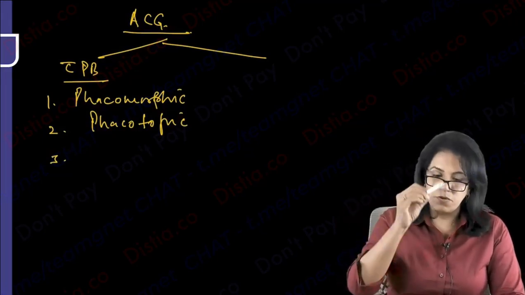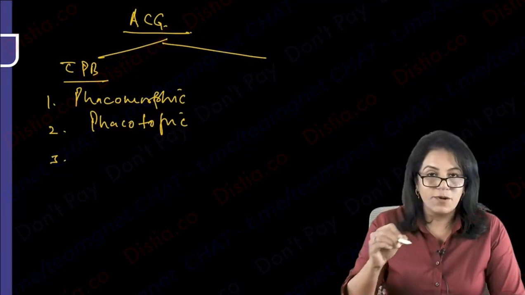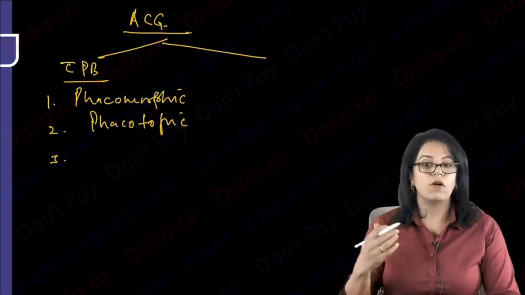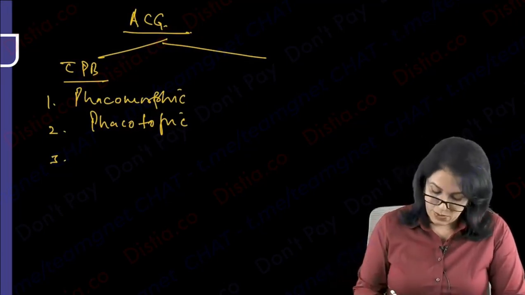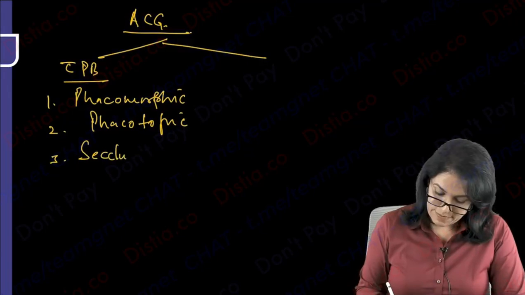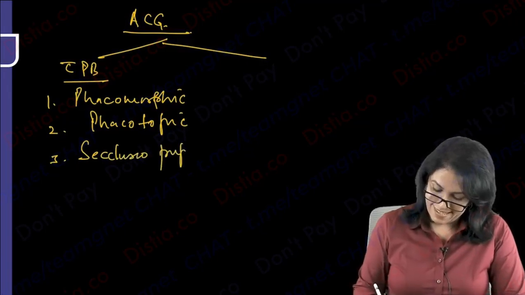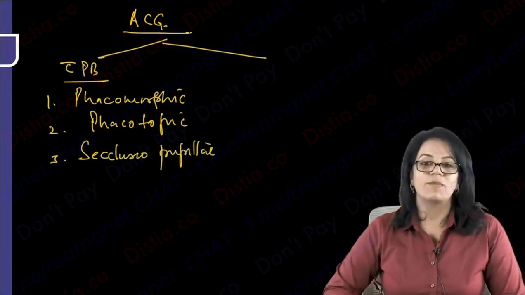Seclusio pupillae is nothing but ring synechia, where the whole pupillary border is sticking to the lens and blocking the pupil, and again it is the same story. Aqueous cannot come forward. So seclusio pupillae. Okay, this is your with pupillary block.